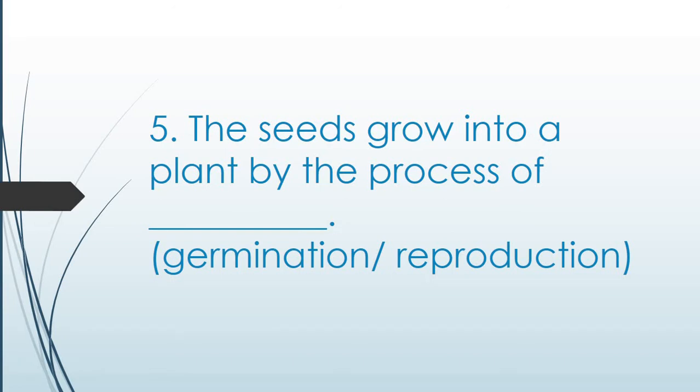Number 5. The seeds grow into a plant by the process of dash. So what will be the answer? What is the process called when the seed grows into the plant? Now this is what we have discussed in the previous lecture, and you should remember this. So let's see what the correct answer is. The correct answer is germination.